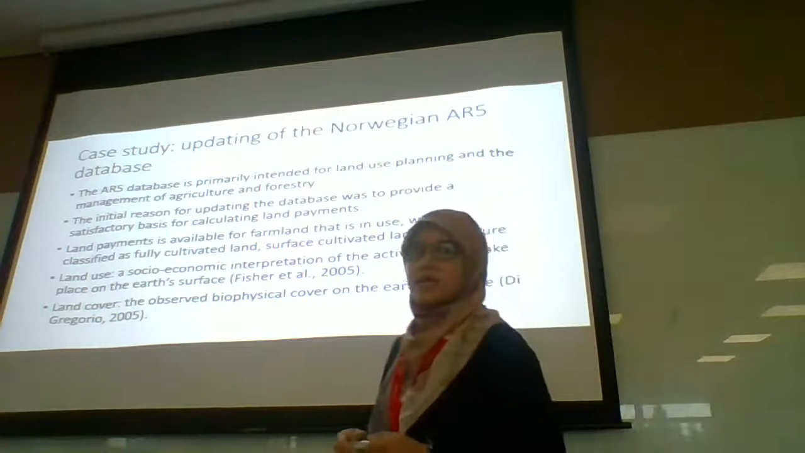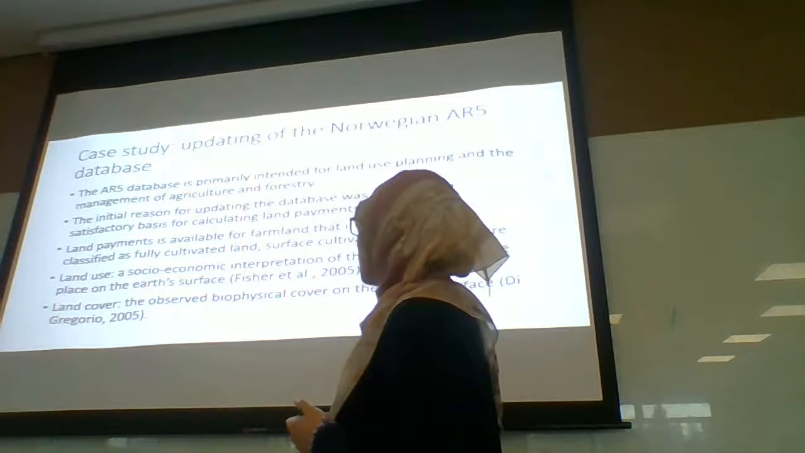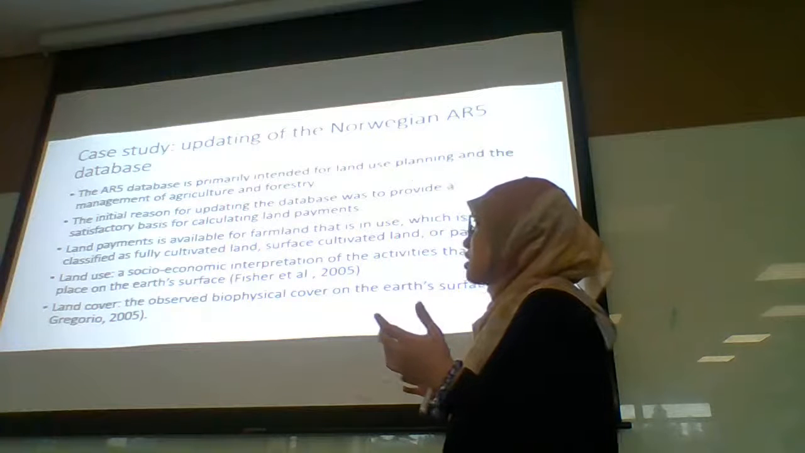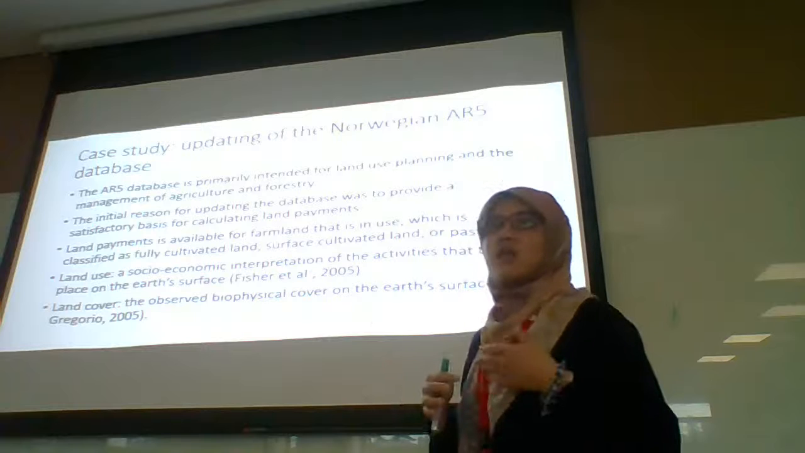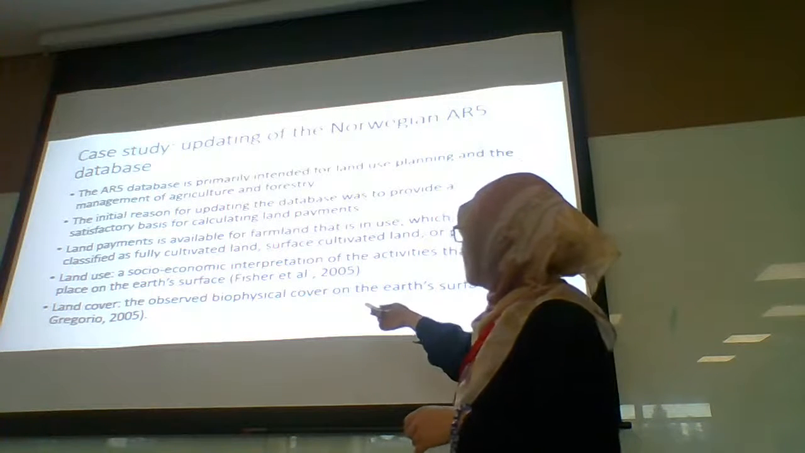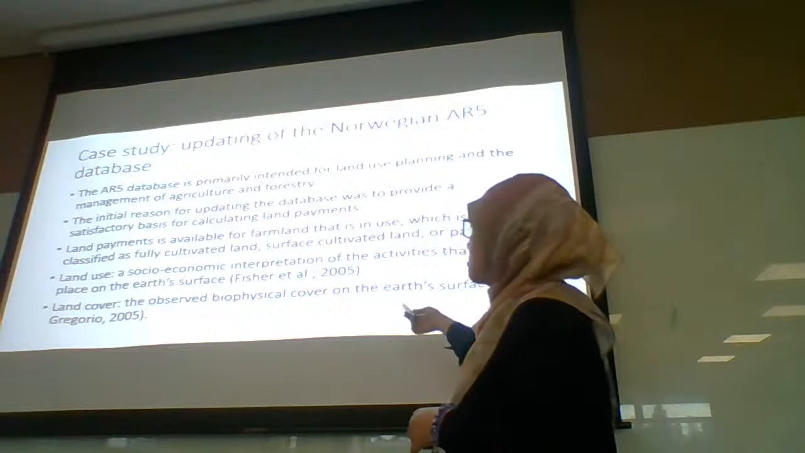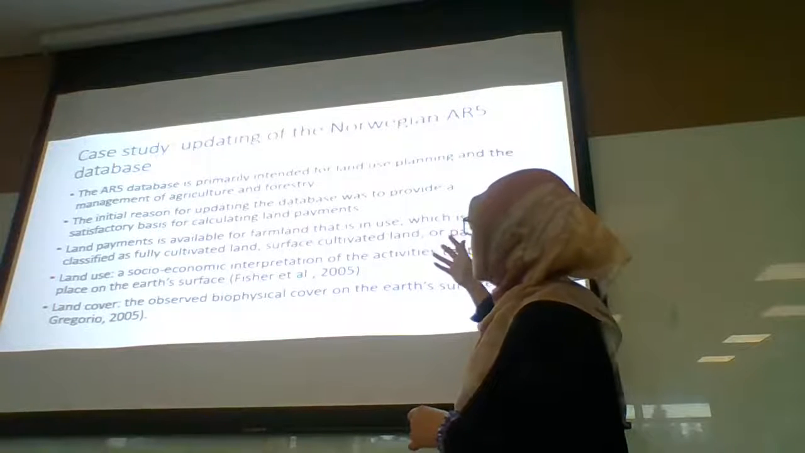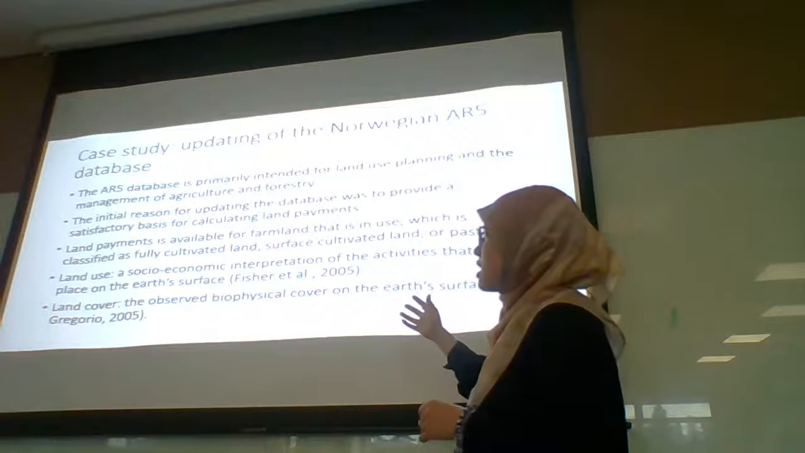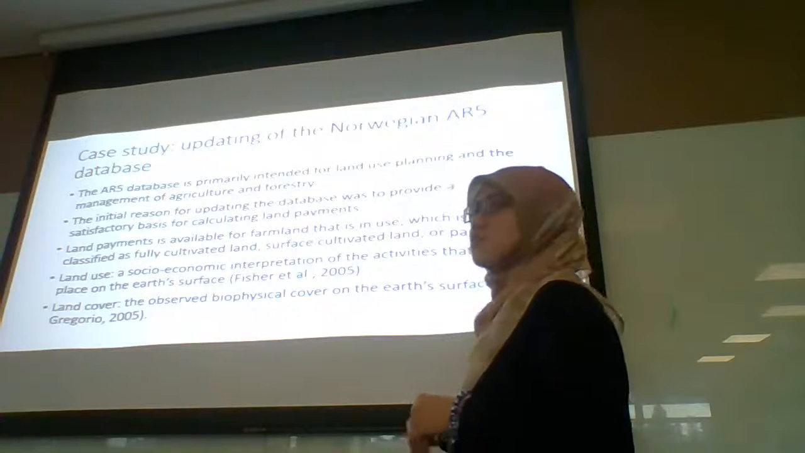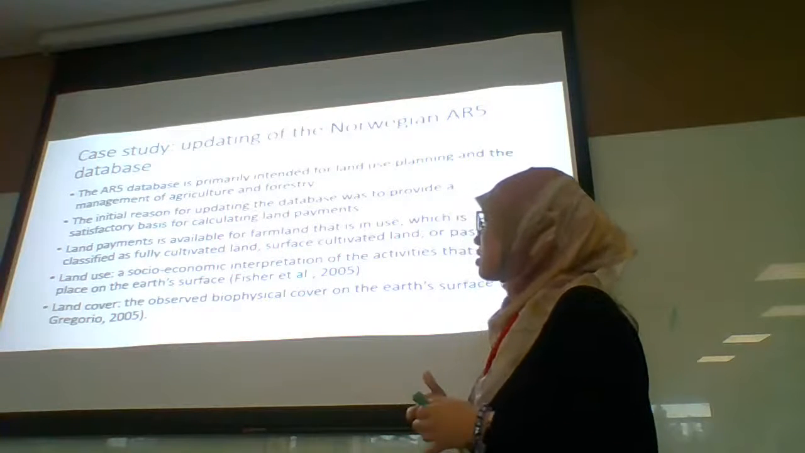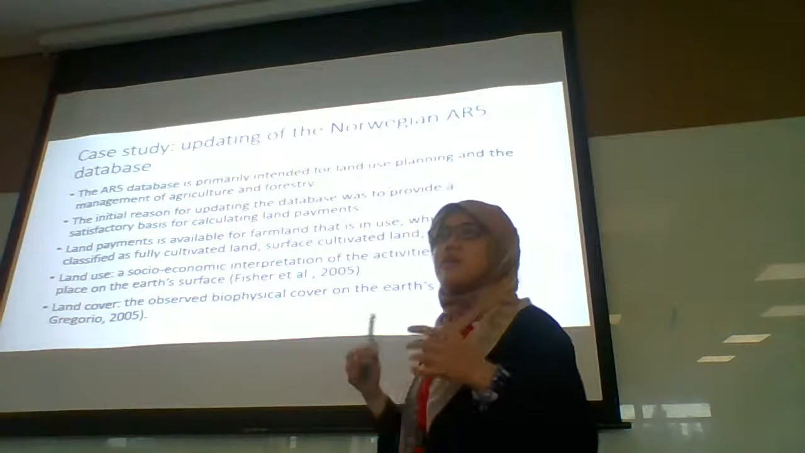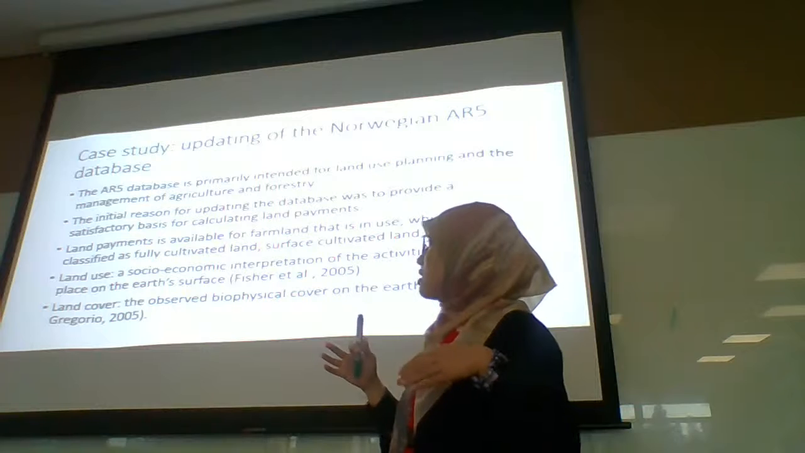The case study is really about updating the Norwegian database, and this database was initially intended to be about land use. They have different ways of seeing things. Land use is mostly about functions, while land cover focuses on observing the biophysical cover. Land use is mostly about the socioeconomic interpretations of the activities that take place on the earth's surface. For updating this Norwegian database, the local people usually focus more on land use by interviewing farmers and people who use the land. But land cover is usually at the national level, where they want everything to be standardized and comparable between one area and another.